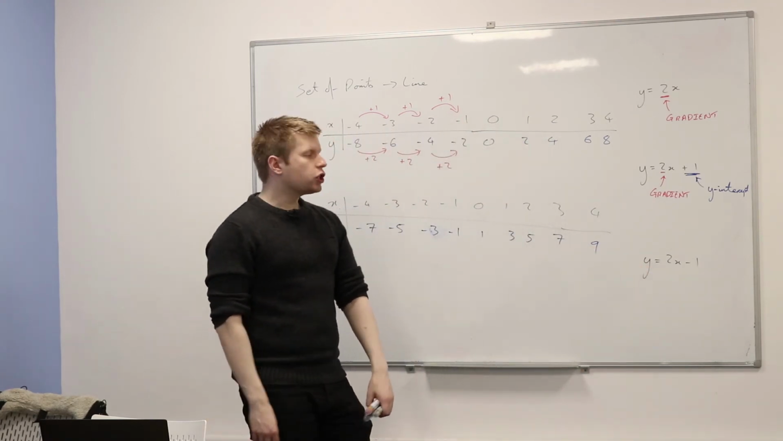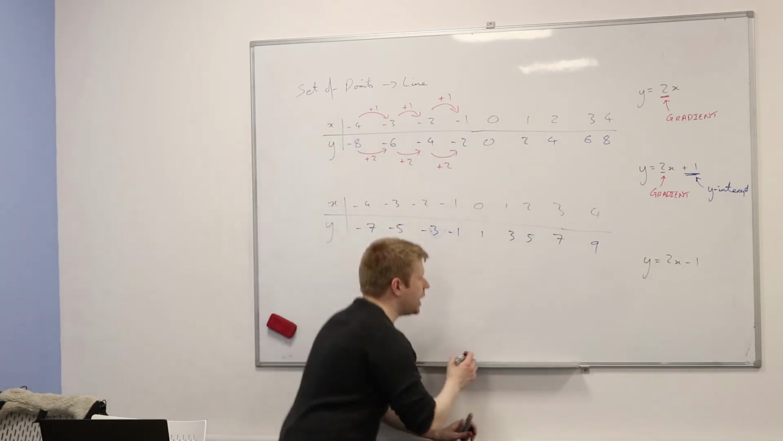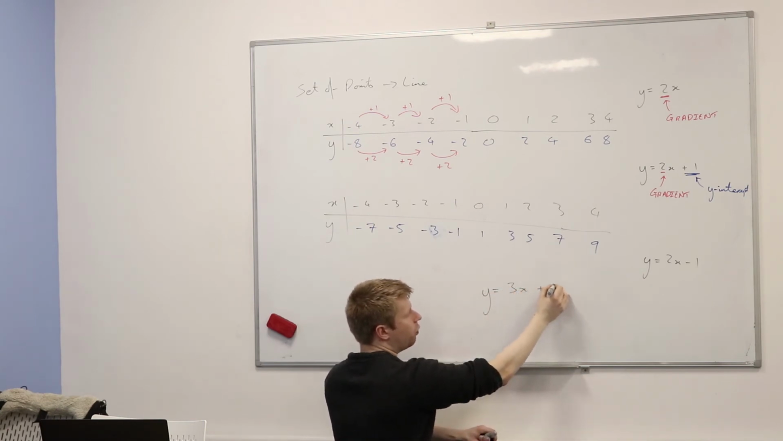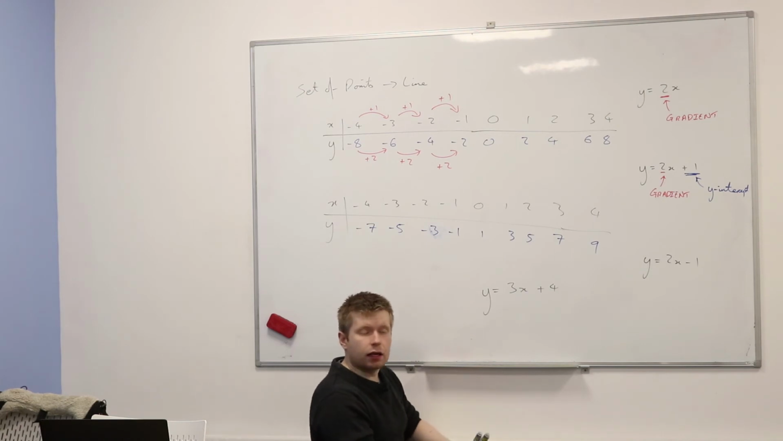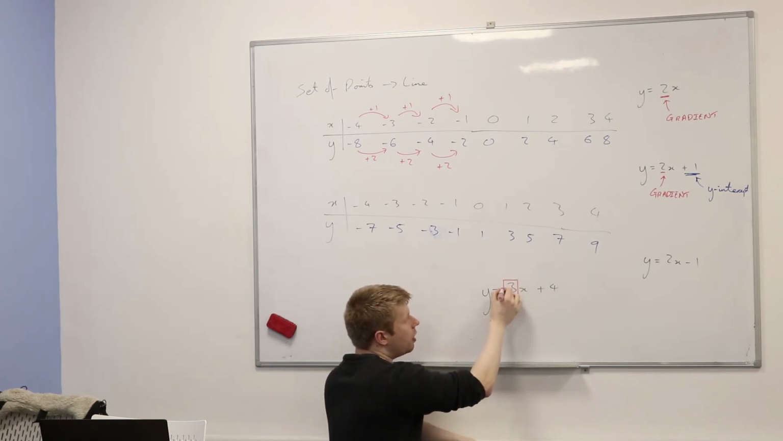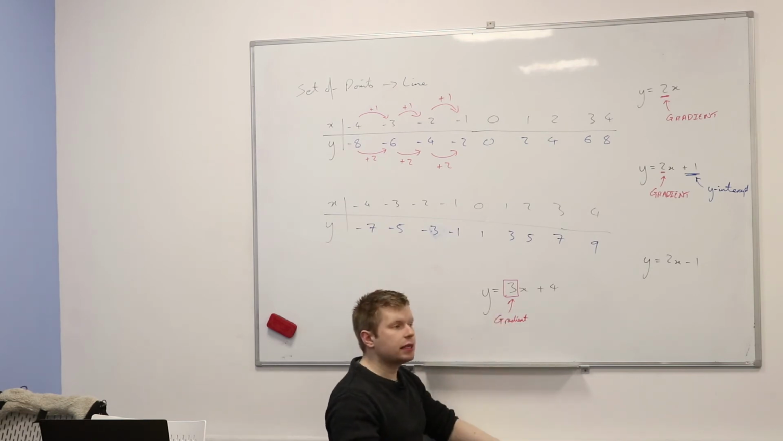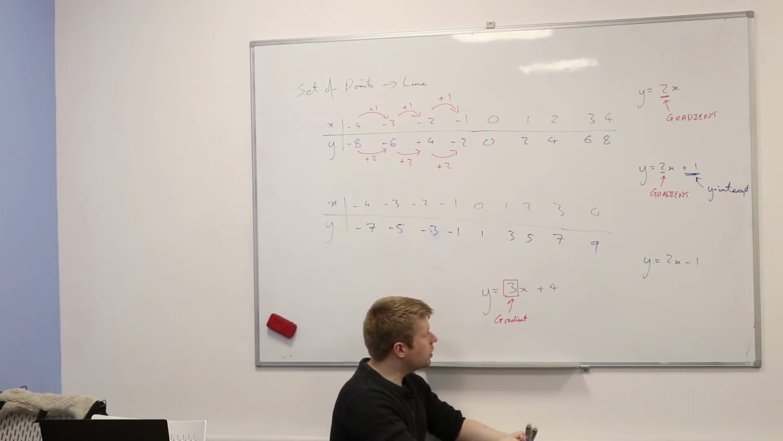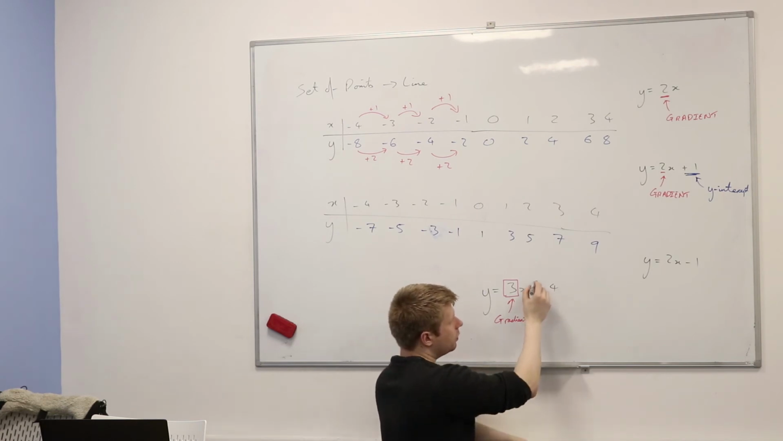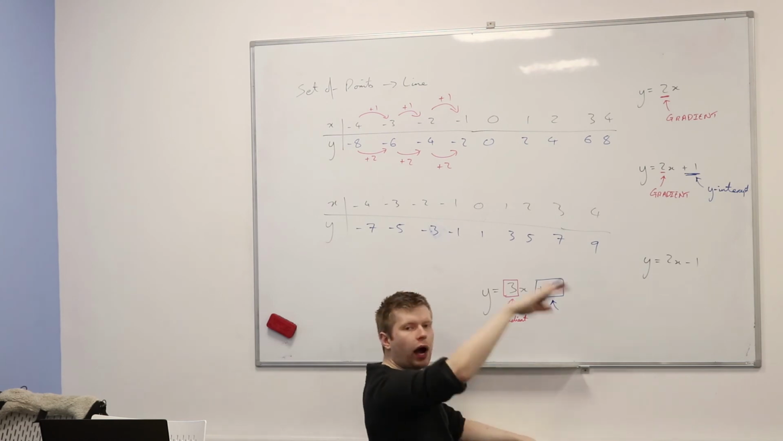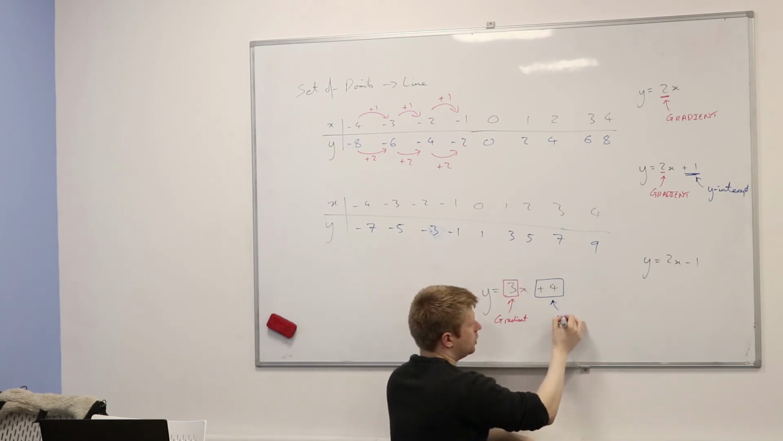So in general, what we can say is that if we have a line that looks like this, for example 3x plus 4, my gradient is always going to be the number in front of the x. That says if I move across by 1 in the positive x direction, I move up by, in this case, 3. Yeah? Where's my y-intercept? It's this number here, right? That tells me how high or low that line is. So that's my y-intercept.